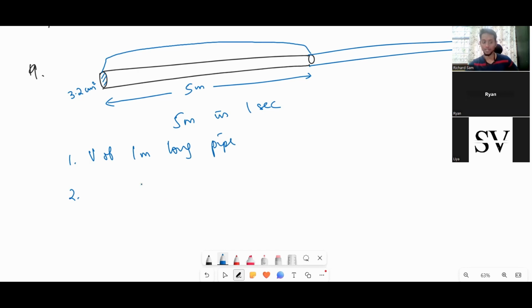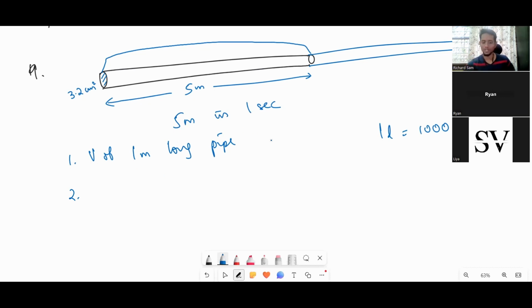Now, for the second one, what are they asking? In liters per minute. So we have the volume in centimeter cube. We have to convert that into liters. Now, 1 liter is how many centimeter cube? It's 1,000 centimeter cube. So imagine I'm making a box 10 centimeter length, 10 centimeter breadth, 10 centimeter height. That is 10 into 10 into 10, which is 1,000 centimeter cube. That is the volume of this box. So 1 liter of water will fit into that box. So 1 liter is equal to 1,000 centimeter cube.